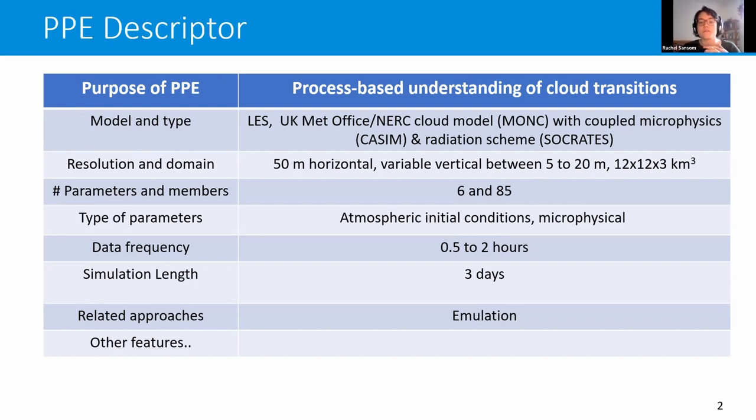5 of those parameters are initial conditions to do with the meteorology. And one of those is from the microphysics scheme. The data is sampled at 30 minutes to 2 hours, and the simulation length is over 3 days in most cases. I haven't moved on to emulating it yet, but that will be coming later.